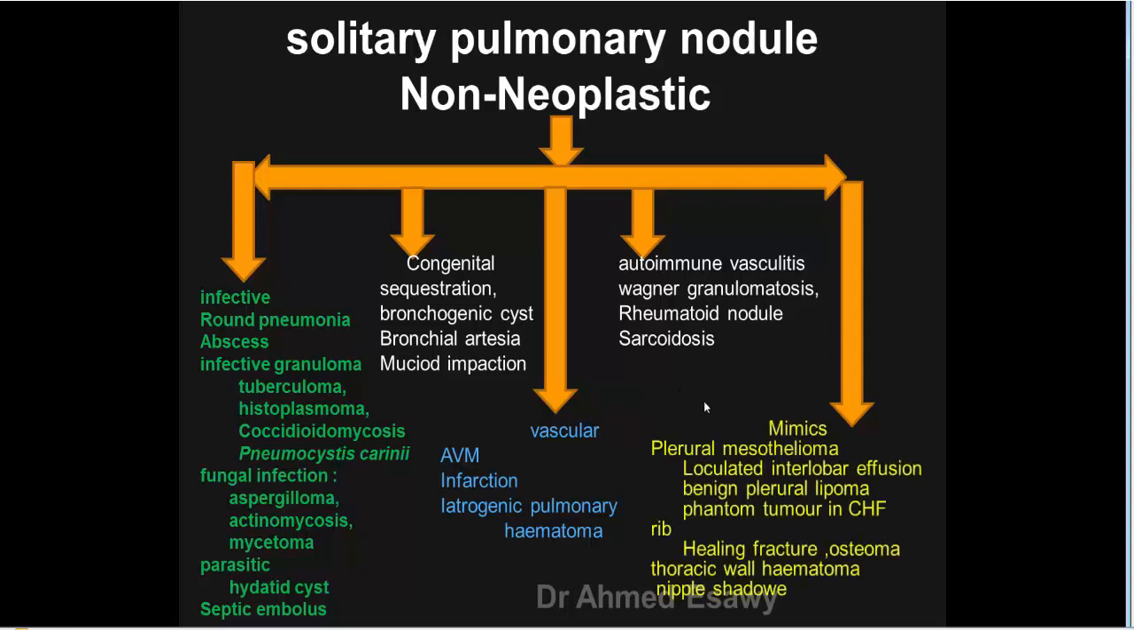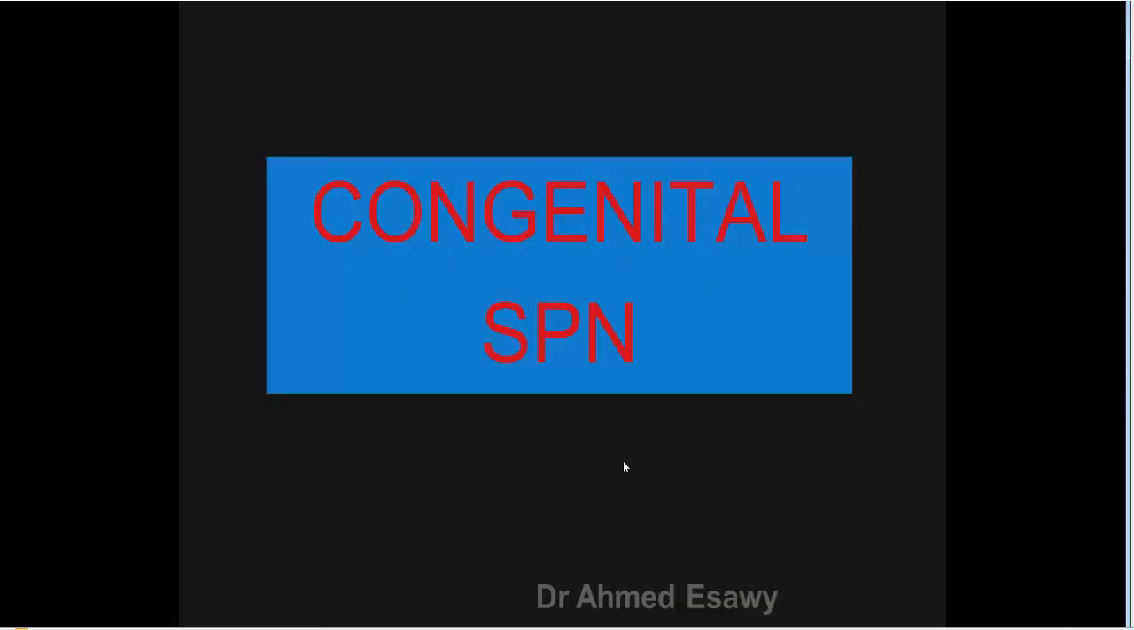sarcoidosis. Mimics of pleural origin include pleural mesothelioma, loculated interlobar pleural effusion, benign pleural lipoma, and phantom tumor in congestive heart failure. Mimics of rib origin include healing fracture, rib osteoma, thoracic wall hematoma, and nipple shadow.